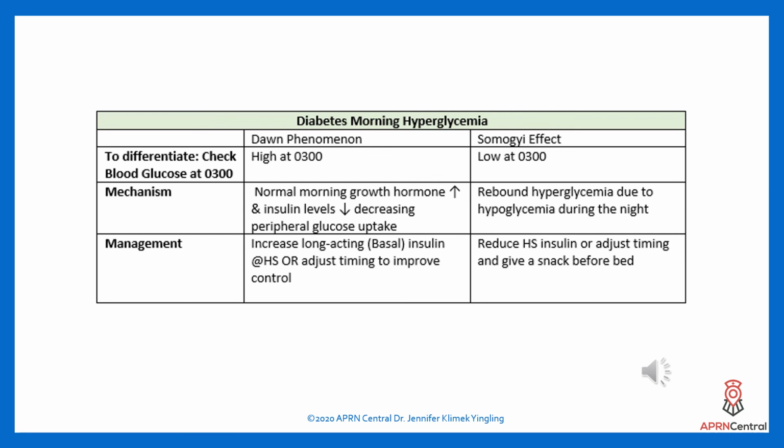The Somogyi effect, this patient at 3 o'clock in the morning is going to be having hypoglycemia, okay? And basically what's happening is with these patients, they're having rebound hyperglycemia due to hypoglycemia during the night. So at 3 o'clock in the morning, that's when they're having this really low blood sugar. What are you going to do for this patient? How would you manage that? You're going to reduce the bedtime insulin or adjust the timing, and you're going to give this patient a snack before they go to bed.